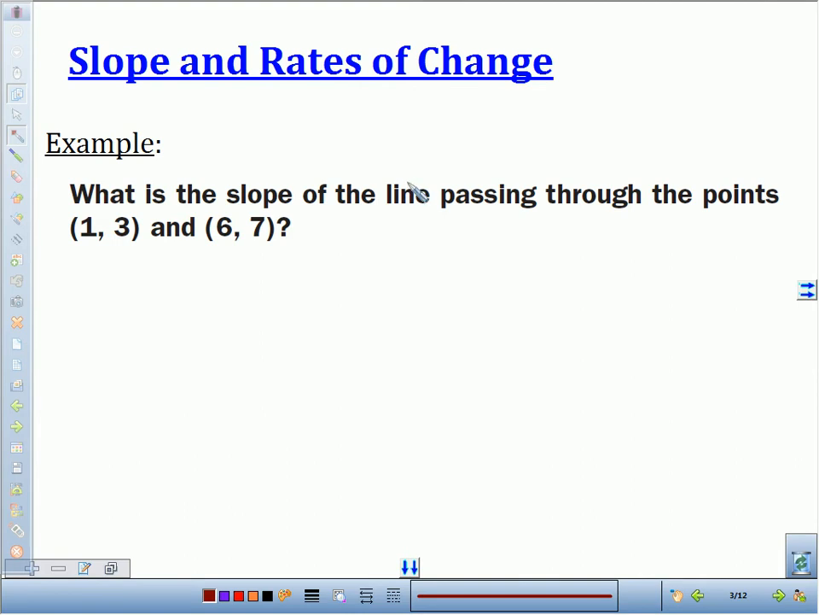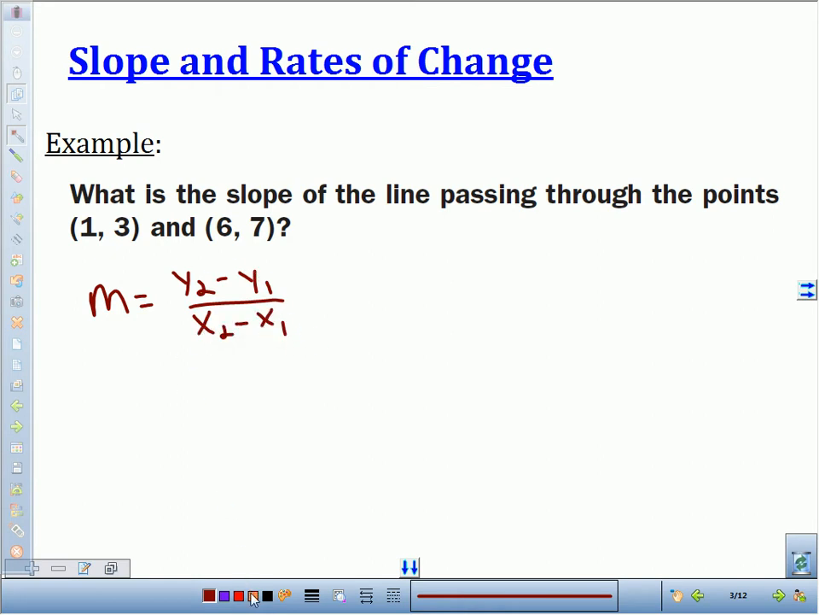So, we might be asked to find the slope of a line passing through 2 points. We're going to do a quick example here. We have 2 points, (1, 3) and (6, 7). We want to find the slope of the line that passes through them. In order to do that, we use this slope formula. It tells us that m equals y2 minus y1 over x2 minus x1.